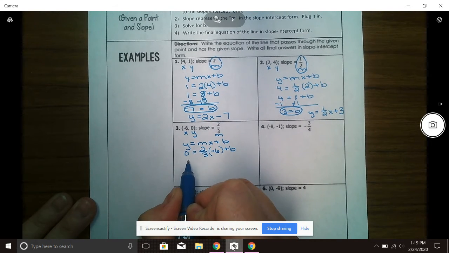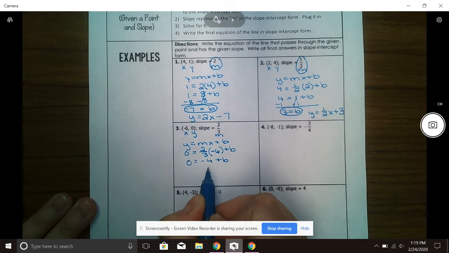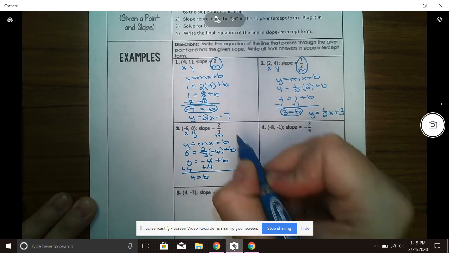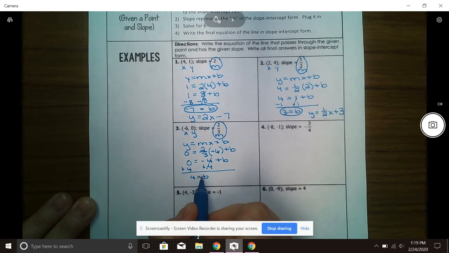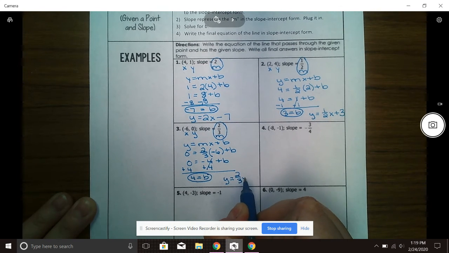2/3 times -6 is -4. To solve for b, I need to add 4 to both sides. b is now equal to 4. So when I write my final answer up, the equation of the line includes 2/3 for m and 4 for b. y equals 2/3 x plus 4.